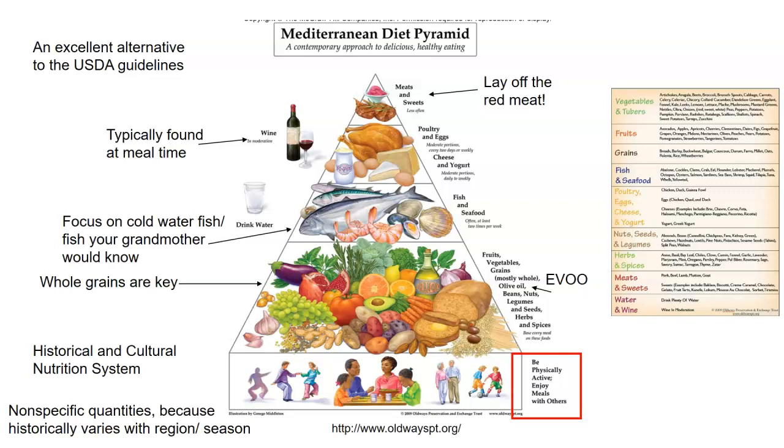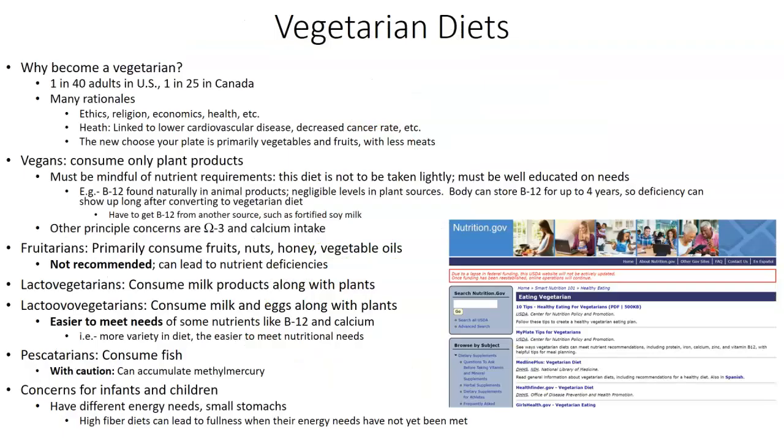And then when you go up through here, everything is non-specific quantities because it varies historically by region or season. But the biggest category is whole grains, focusing on whole grains first. Then we get into our fish group or our sea-based group. So we can see here, it should really be cold water fish. These are fish your grandmother probably knew, like salmon, cod, bass, those sort of ideas. Then in a smaller quantity, other things like poultry, cheeses, and yogurts. And then meats and sweets. We're talking about the red meats and sweets. Really very, very small quantities taken in very rarely, in fact. And then we again see water on the side. Drinking water is important. And then wine may be consumed during mealtime with others only.